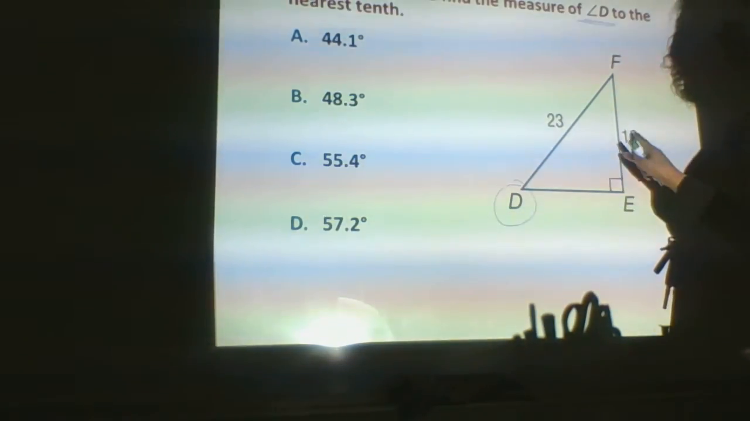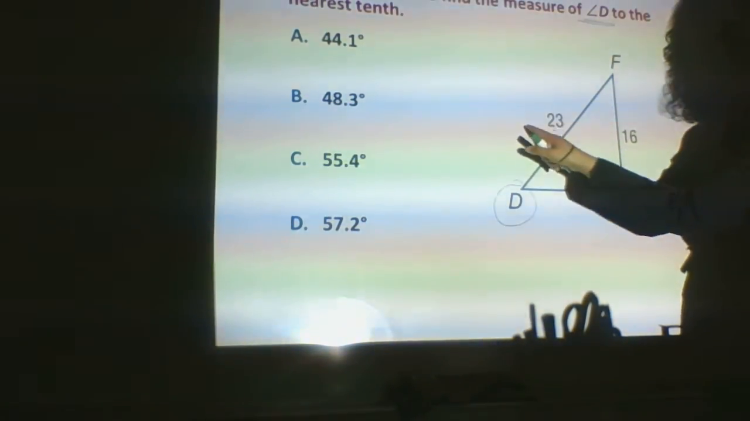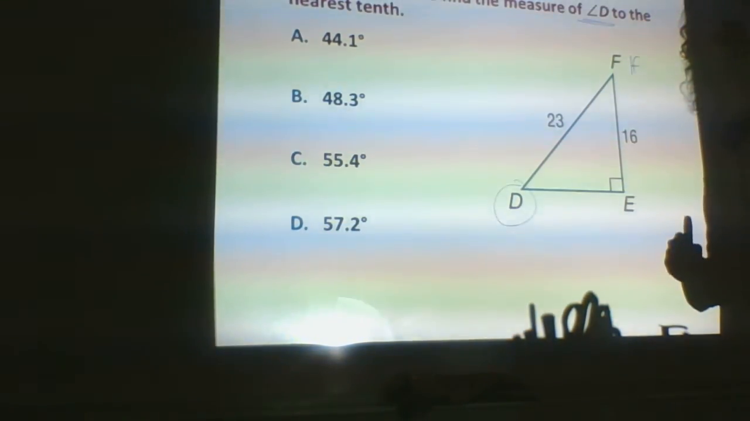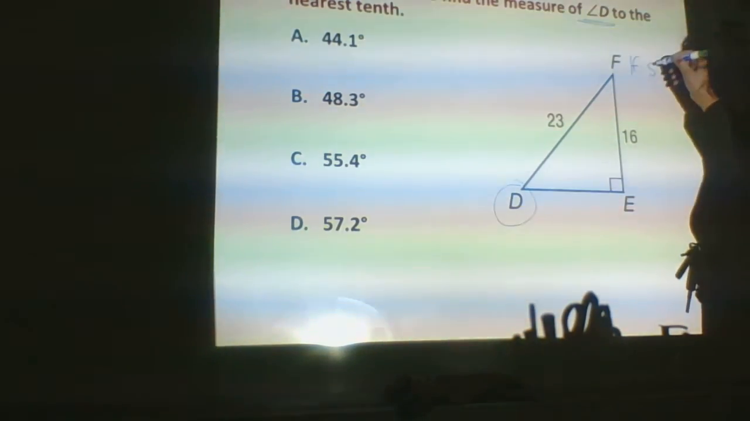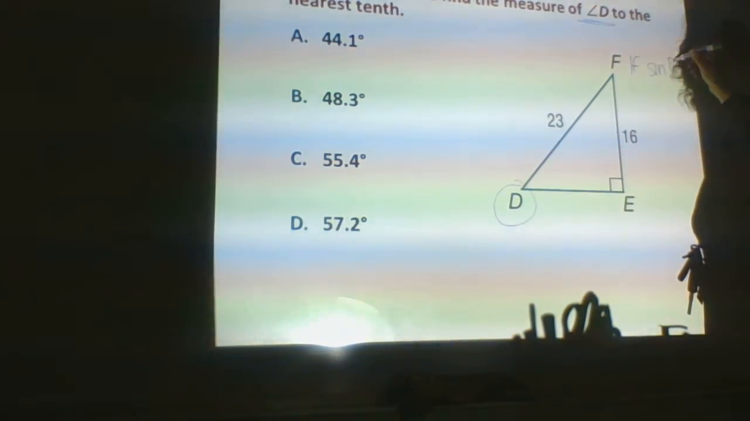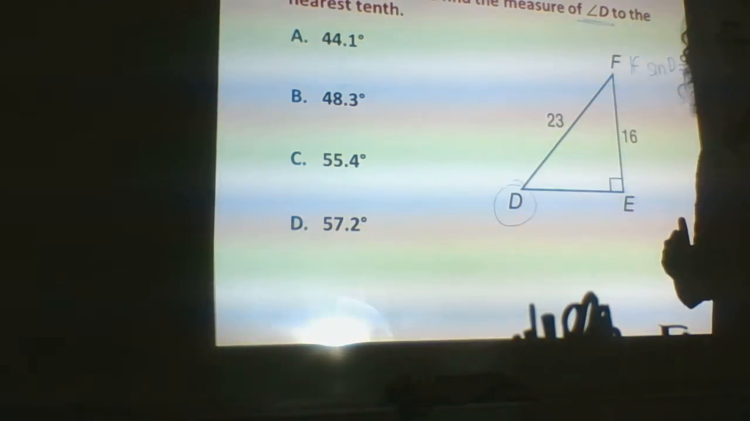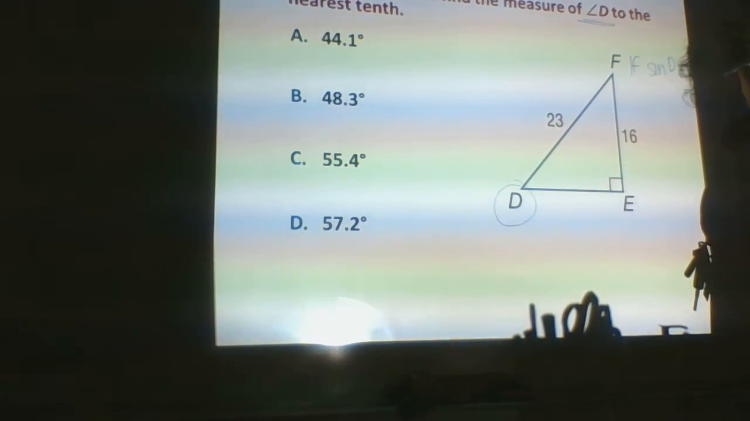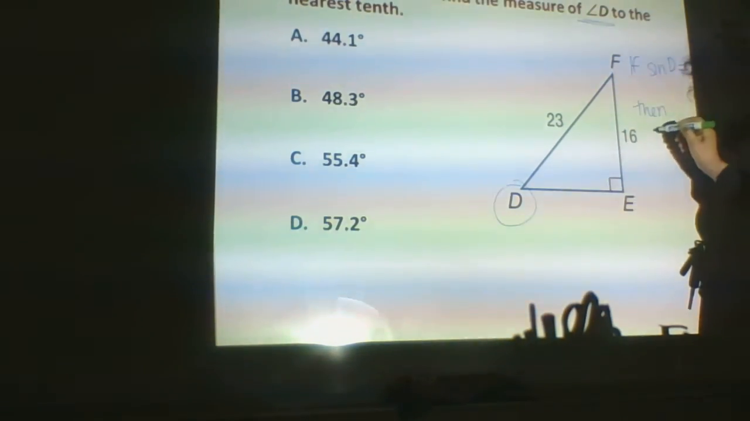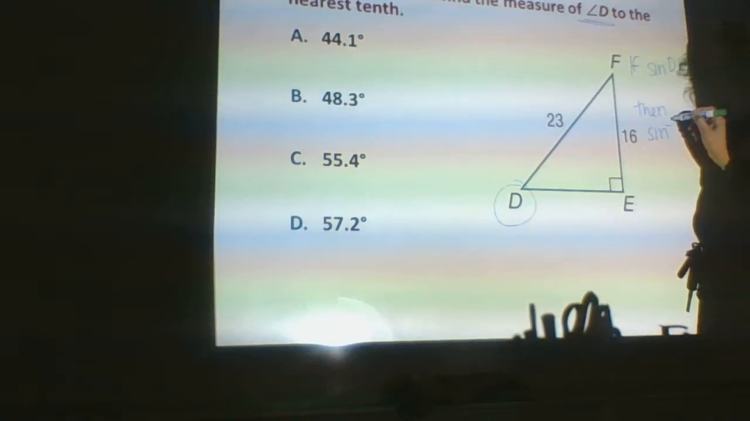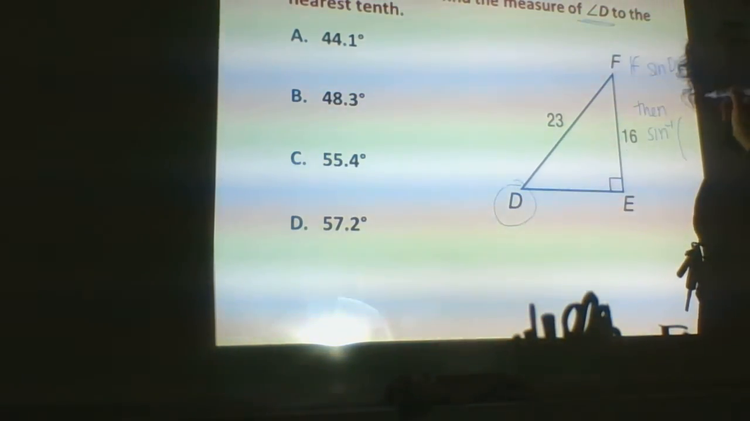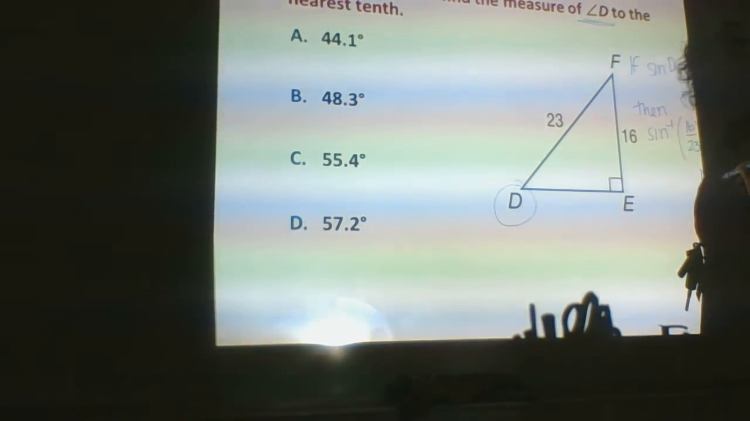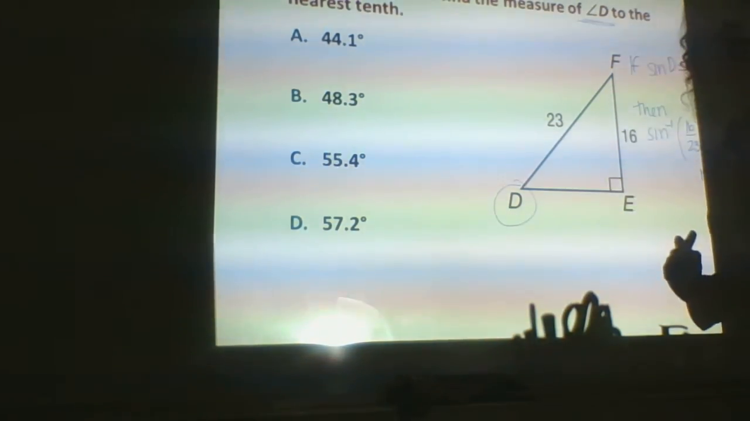I have the opposite over what? Hypotenuse. So if the sine of D equals 16 over 23, then the inverse sine of 16 over 23 is going to equal the measure of angle D.